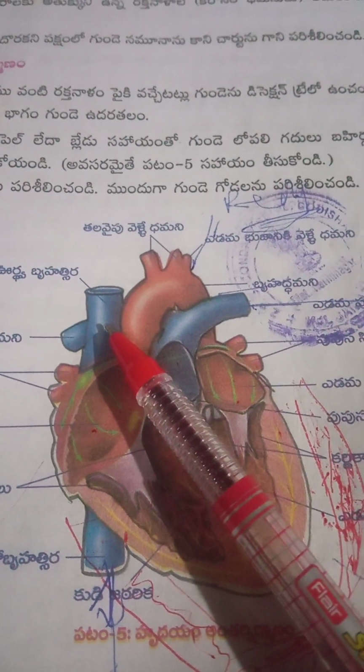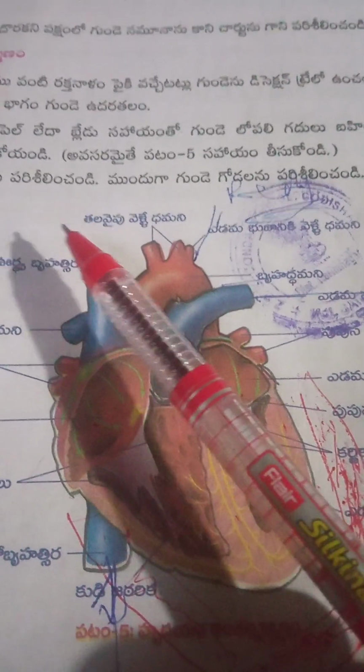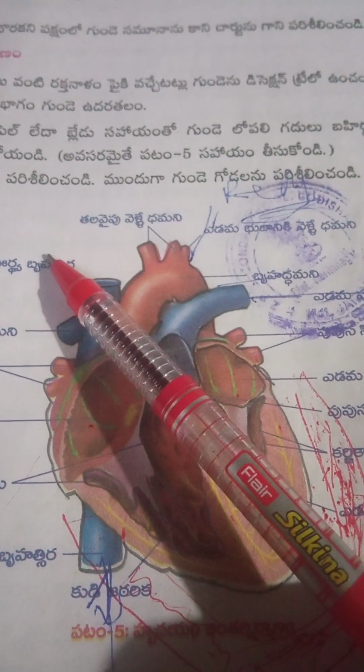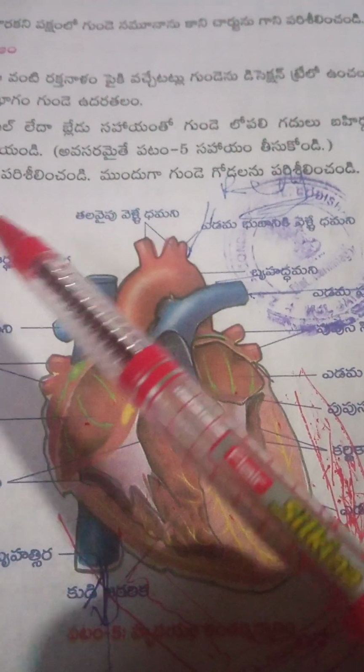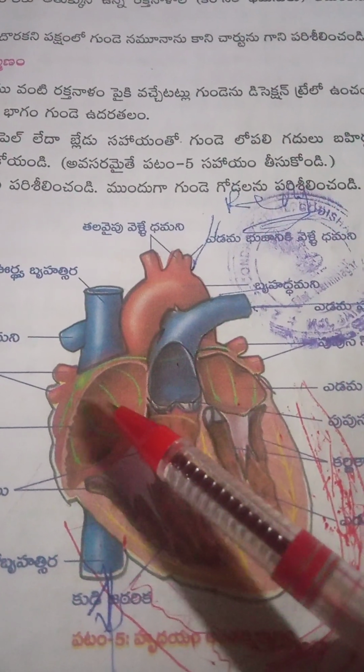It collects CO2 containing blood from the body parts. Mainly it collects blood from the head and neck and supplies it towards the right auricle.